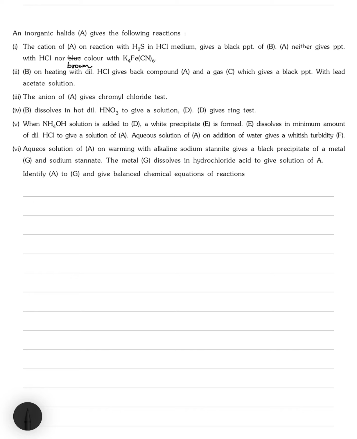The first reaction is that the cation of A, the inorganic halide, on reaction with H2S in HCl medium gives a black precipitate of B. The black precipitate is the compound B. One thing is very clear: we are talking about the basic radicals from group 2, because we are using the reagent H2S in the presence of HCl. When we use this reagent, we usually talk about the group 2 reagents, group 2 basic radicals, and we are obtaining a black precipitate.